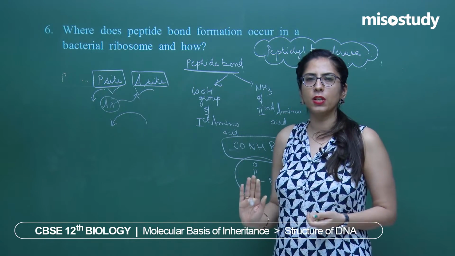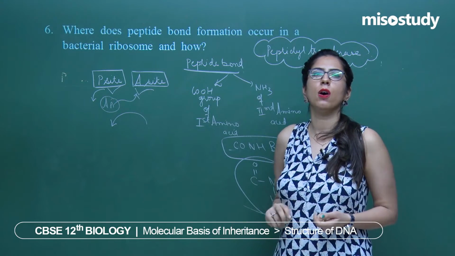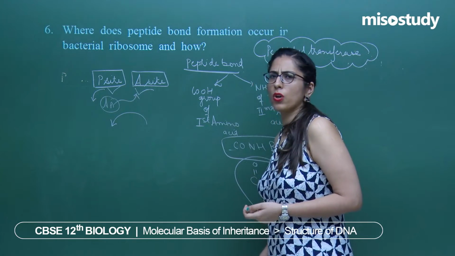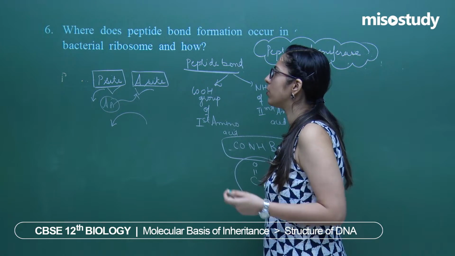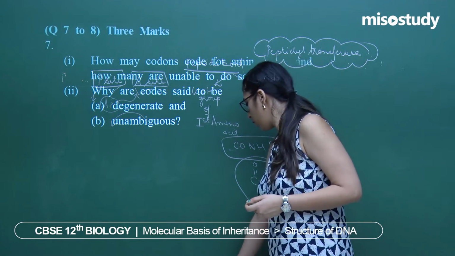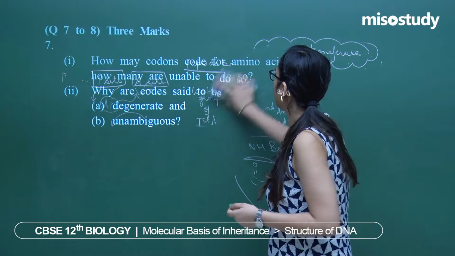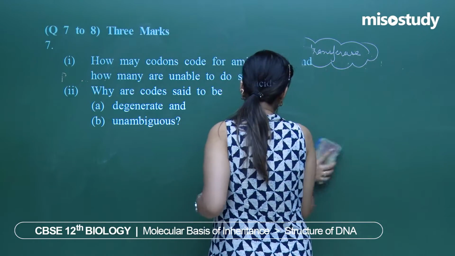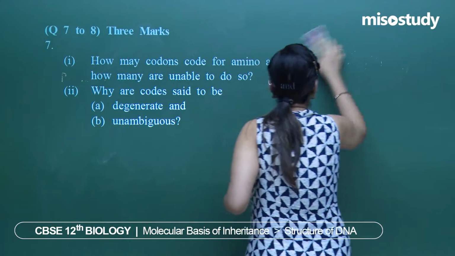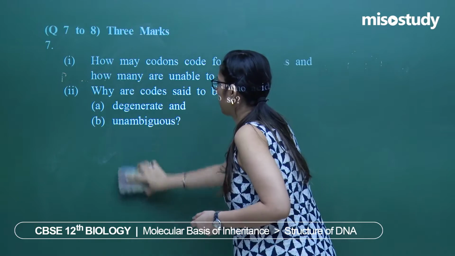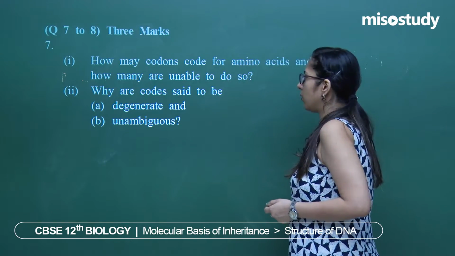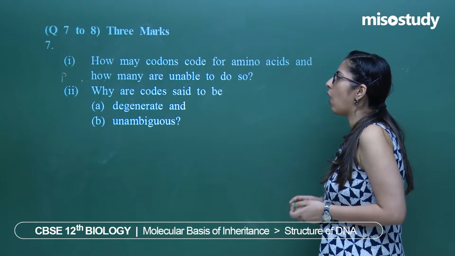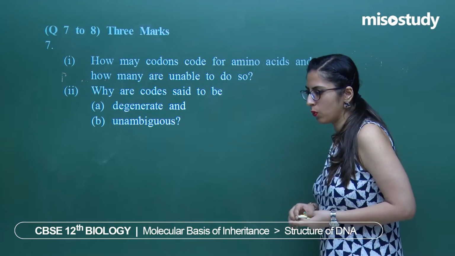So this was question number 6, which is also of 2 marks. So even this question you have to attempt in a very short answer type. Don't write too much for just 2 marks. So let's move on to another category. Here it is a 3 marks question: how many codons code for amino acids and how many are unable to do so?